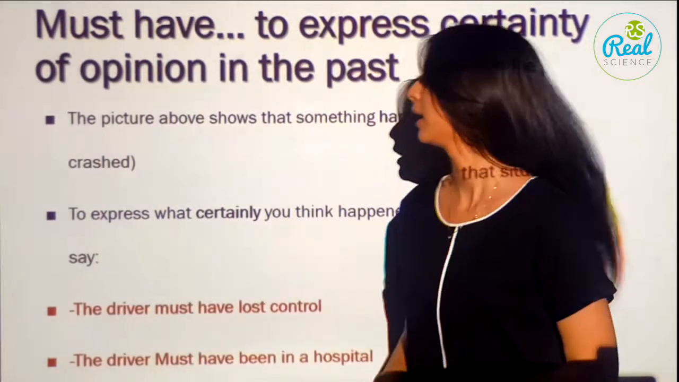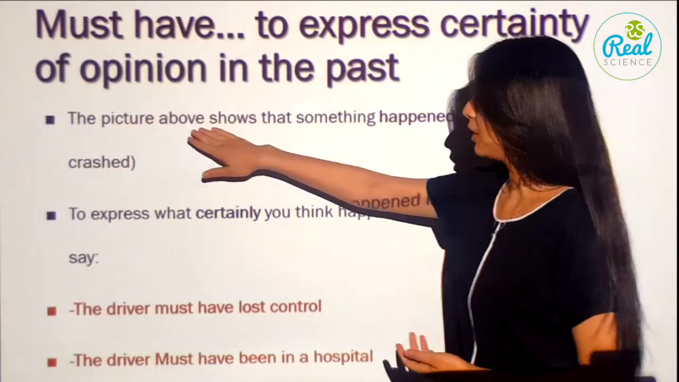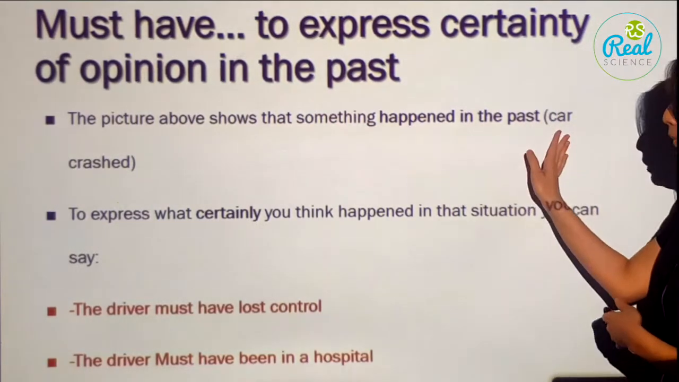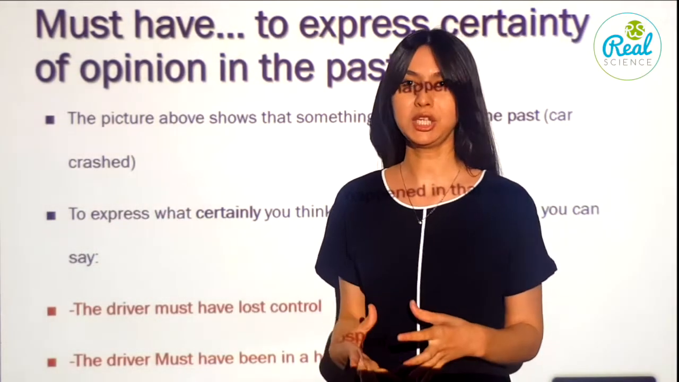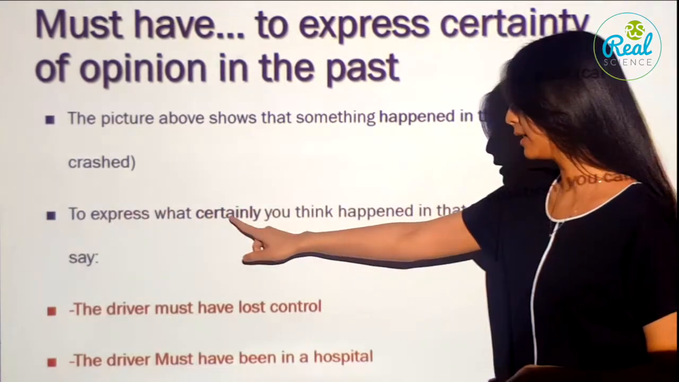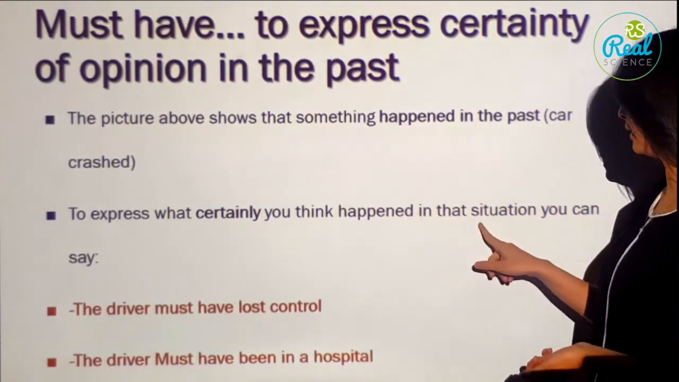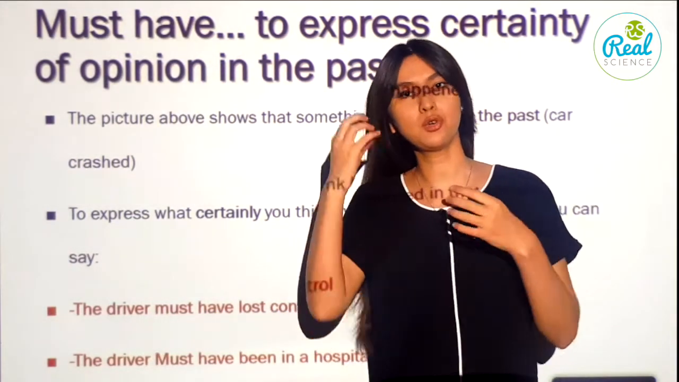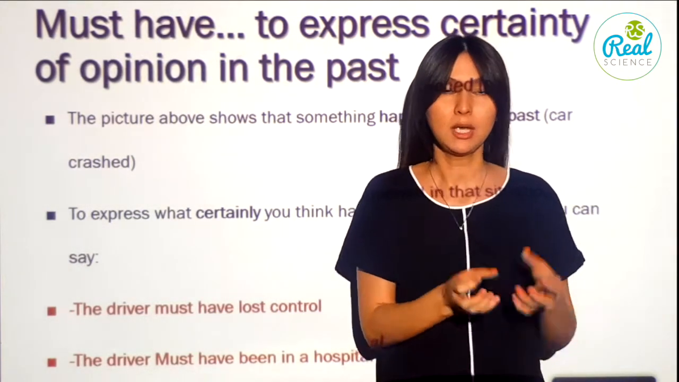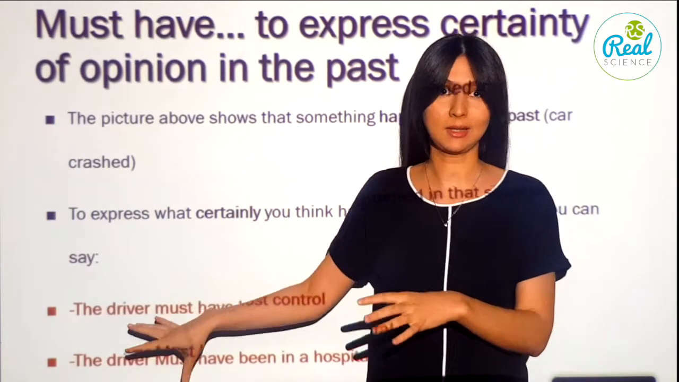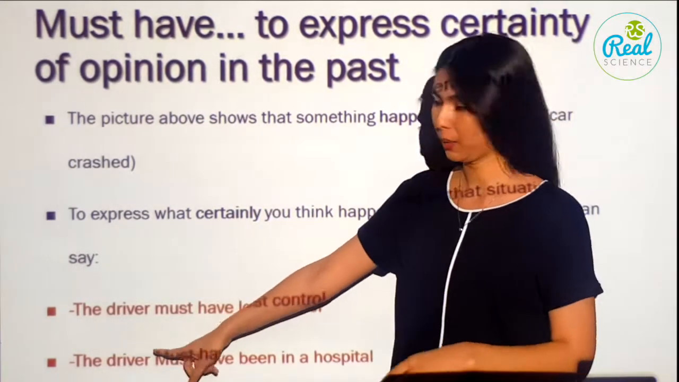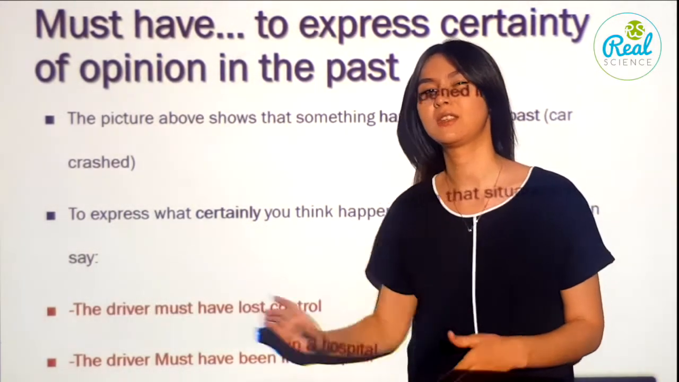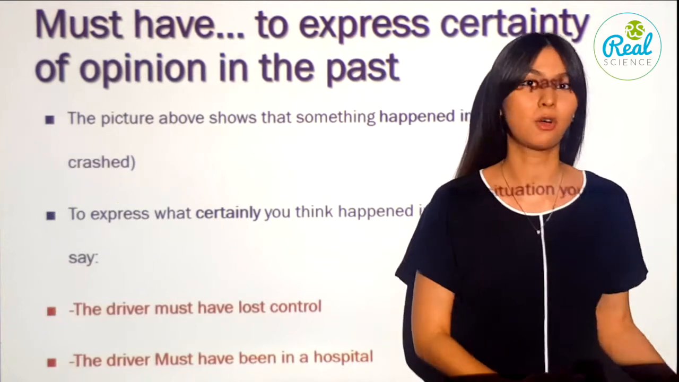You remember the picture? Okay, so the previous picture shows that something happened in the past, so a car crashed. So the situation happened in the past. To express what you certainly think happened in that situation, you can say like this. So for example, you want to express your opinion about that situation which happened in the past, and you can express it as follows. Look at the first one. The driver must have lost control. So что это значит? The driver must have lost control.